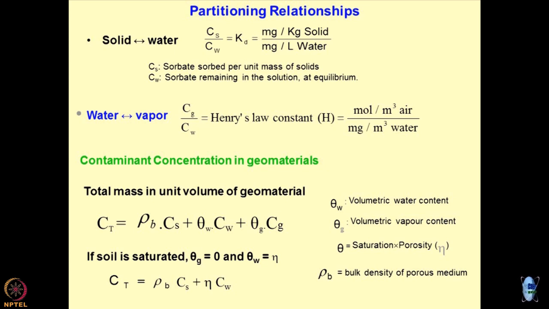So, we have solid-water or we have water-vapor, two types of interaction. Then you can compute the total mass per unit volume of the geomaterial by using these relationships, okay. Theta w is the volumetric moisture content, theta g is the volumetric vapor content, and theta is the volumetric moisture content which is equal to saturation times porosity. This is a gas component, this is the fluid phase component, and when you are talking about no gaseous phase, this gets converted into the concentration on the solids and the concentration which remains in the water solution.